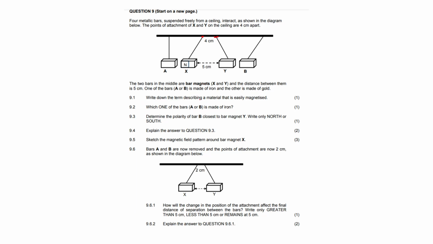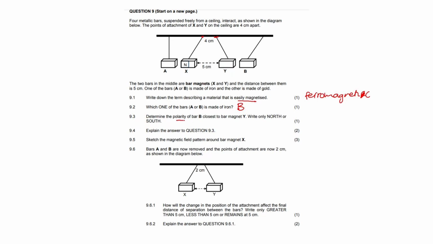9.1. Write down the term describing a material that is easily magnetized, and we call that ferromagnetic materials. 9.2. Which one of the bars, A or B, is made of iron? And that will be B. Why? Because you can see how attracted it is to that magnet right there, or how the magnet is attracted to it, either or.